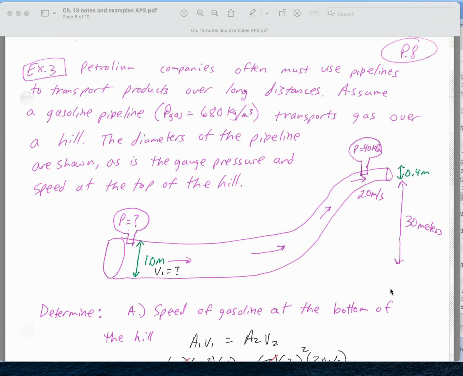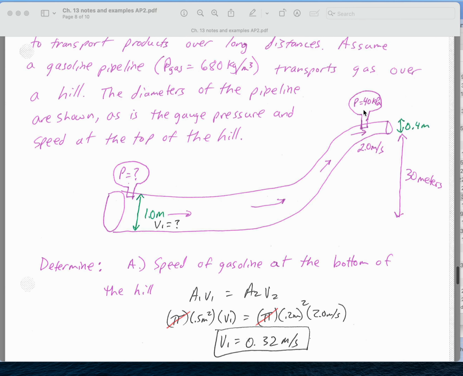Example 3. Petroleum companies often use pipelines to transport products over long distances. The Keystone Pipeline is a good example of that. The Alaskan Pipeline is another. So assume a gasoline pipeline, where gasoline is 680 kilograms per cubic meter, transports gasoline over a hill. The diameters of the pipeline are shown, as is the gauge pressure and speed at the top of the hill.